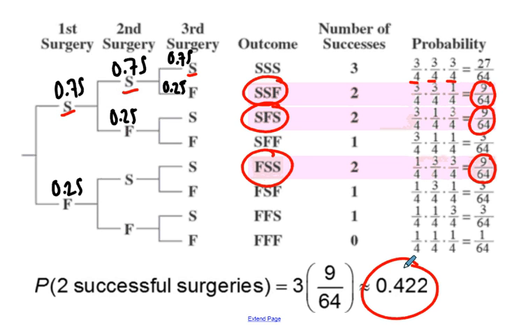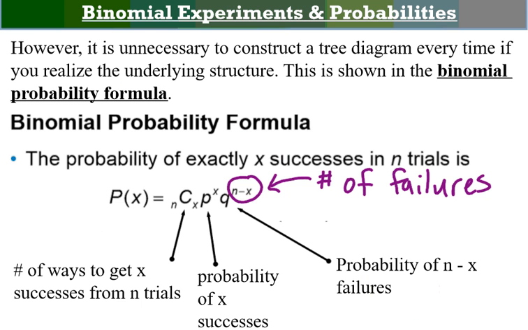This binomial tree is a lot of work, and you can imagine if I had more cases, this tree would get huge and this diagram over here would get large. So instead of doing that, we're going to be more clever. Instead, we're going to use what's known as the binomial probability formula. And I'll show how it's interconnected to the tree that we made just a second ago.